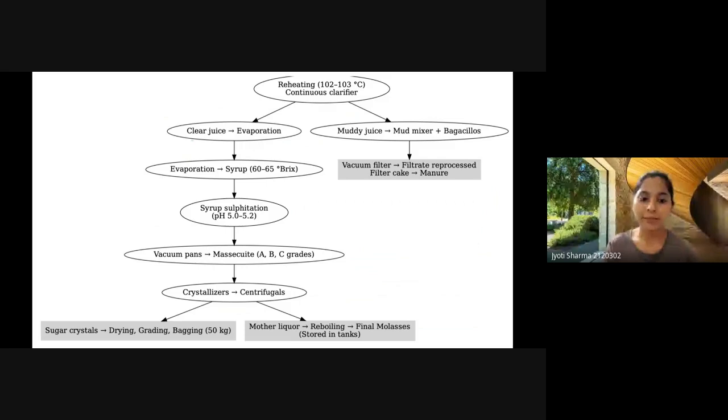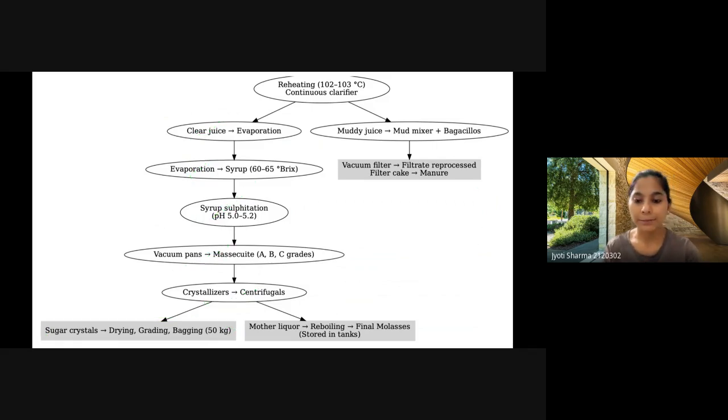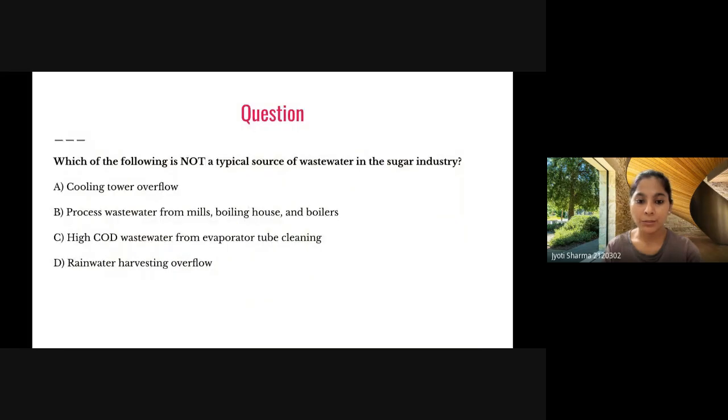Then we will have clear juice, we will have the evaporation, again we will have the syrup sulfitation, then we will use vacuum pans, and then we will do the crystallization, and then only we will get the dry grading of these sugar crystals, right? So these are the processes.